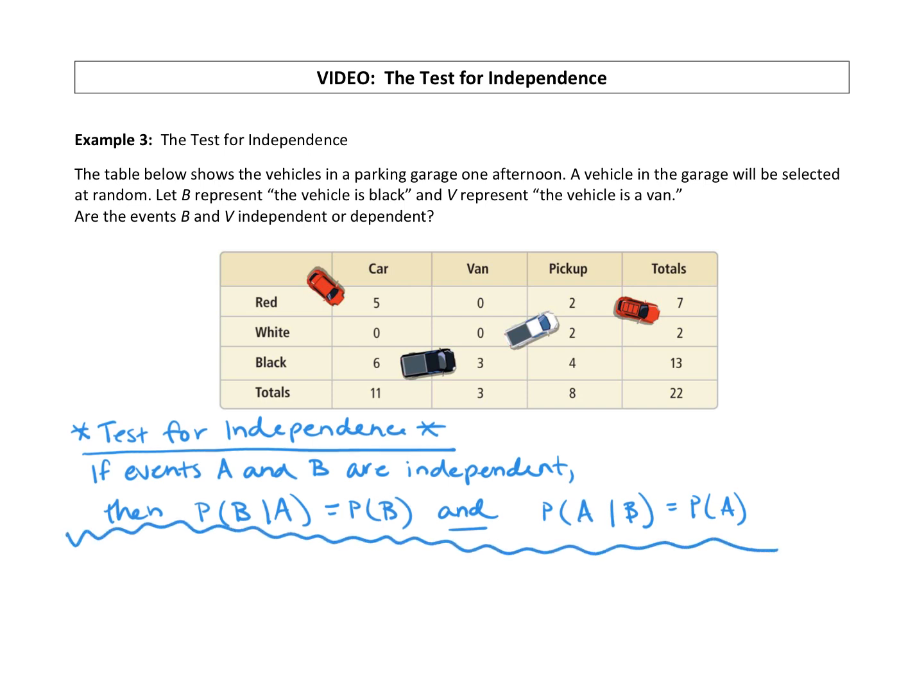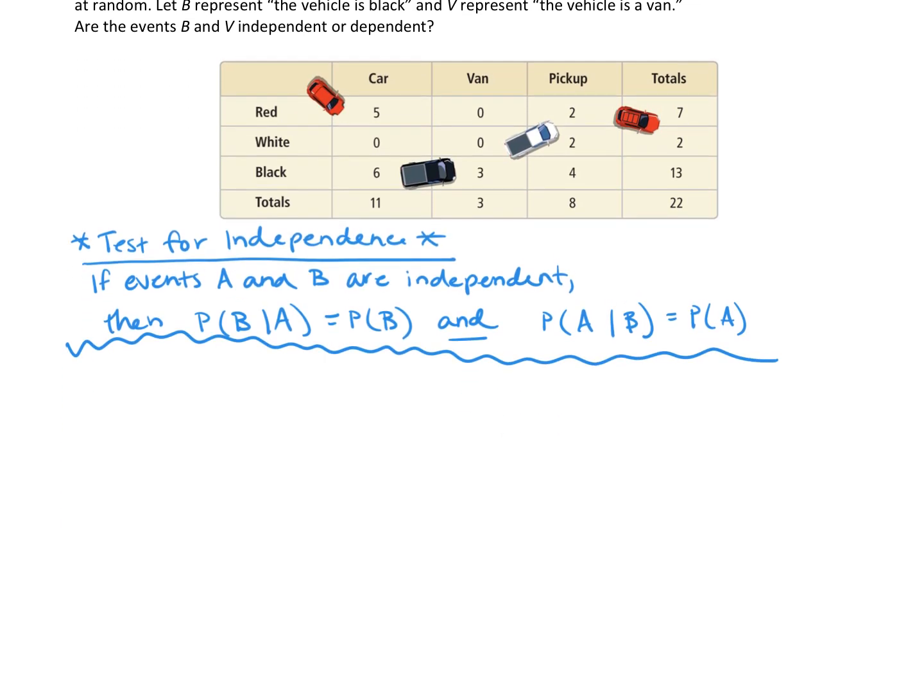Okay, so there's our test. Let's put it to use. So here's the question we're trying to ask. Does the probability of choosing a black vehicle, given that it's a van, equal the probability of choosing a black vehicle? That's what we want to figure out. That's just kind of using this first one right here. So let's see what this is.